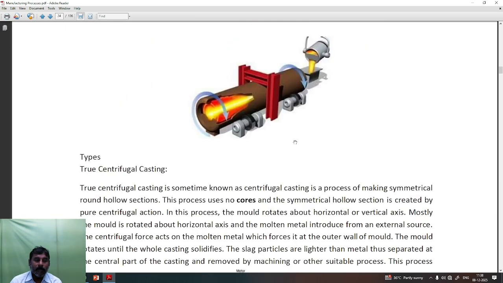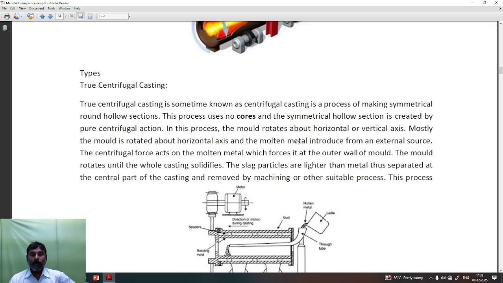True centrifugal casting is a process of making symmetrical round hollow sections. This process uses no cores, and the symmetrical hollow section is created by pure centrifugal action. In this process, the mold rotates about a horizontal or vertical axis. Mostly, the mold is rotated about a horizontal axis, and the molten metal is introduced from an external source.